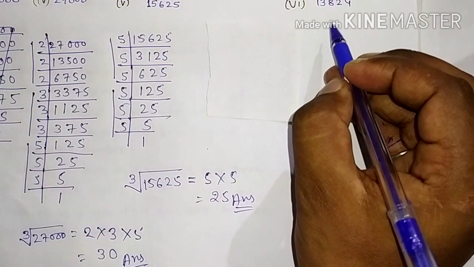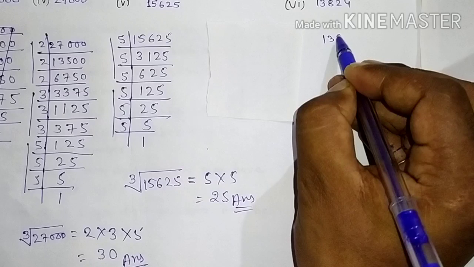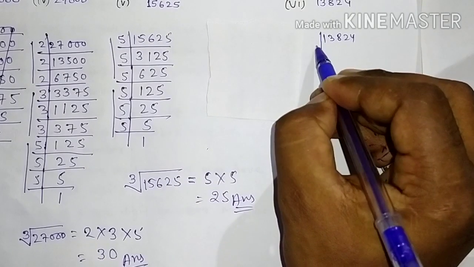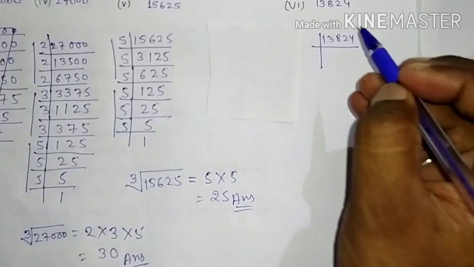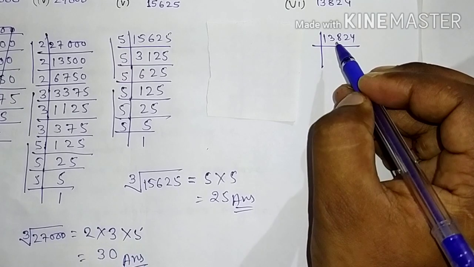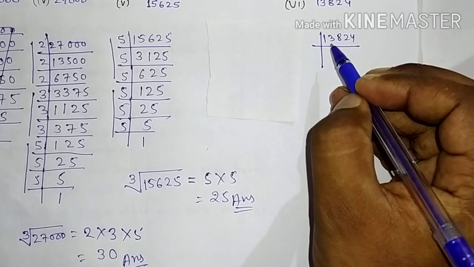Now 13824 is given here. We have to find the cube root of this number. So first of all, we have to find the prime factors of this number.